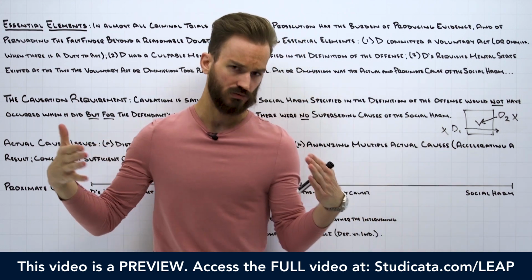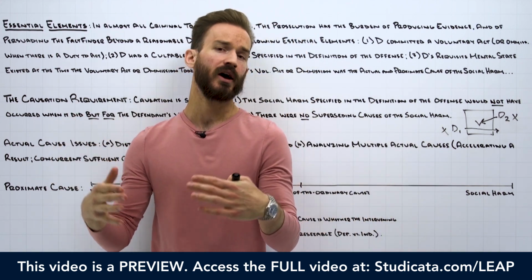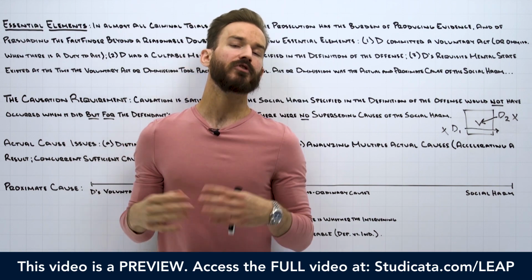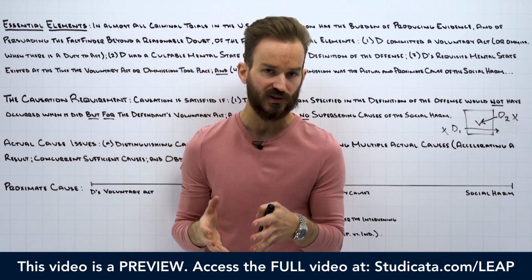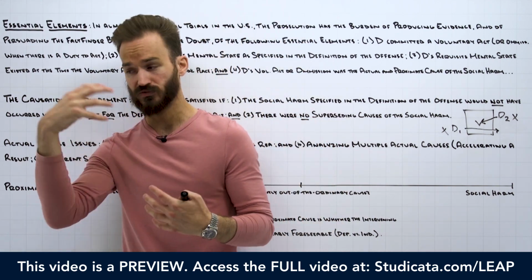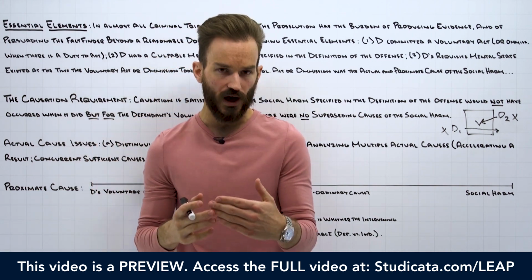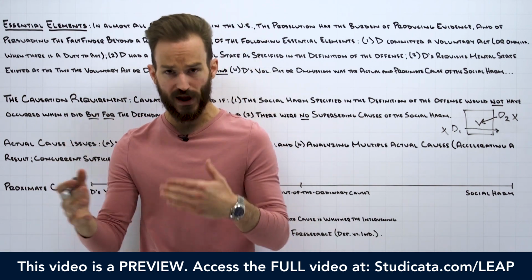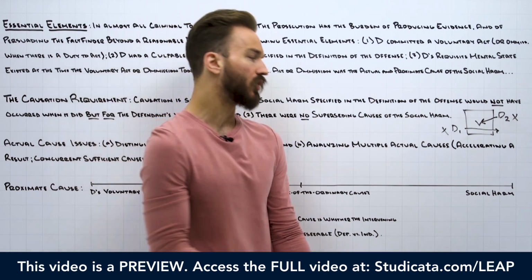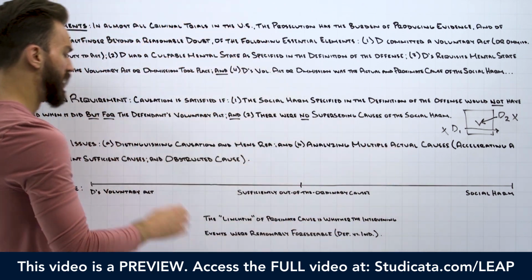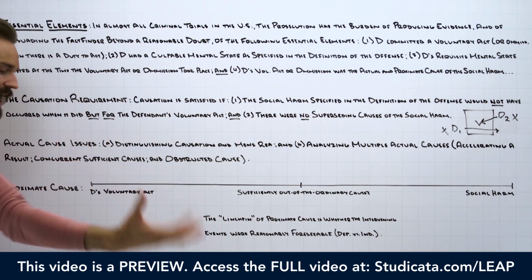If two people shoot the same person at the same time, and you can show, usually based on medical expert testimony, that this accelerated the death, then they're going to be the actual cause. Then you can say defendant 1 is the actual cause.